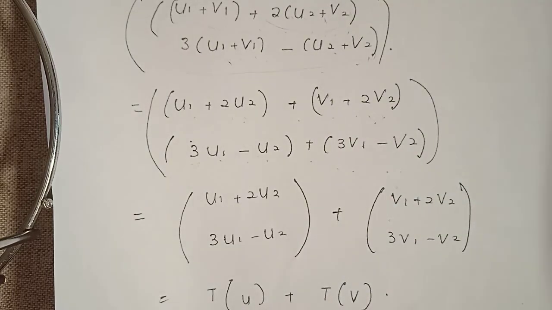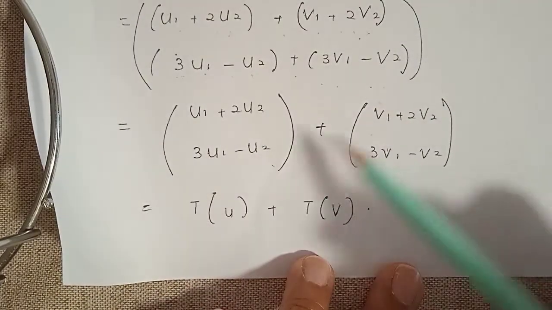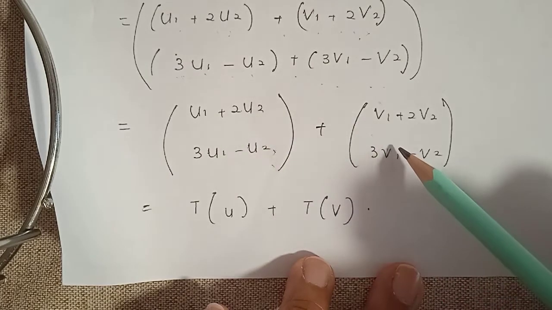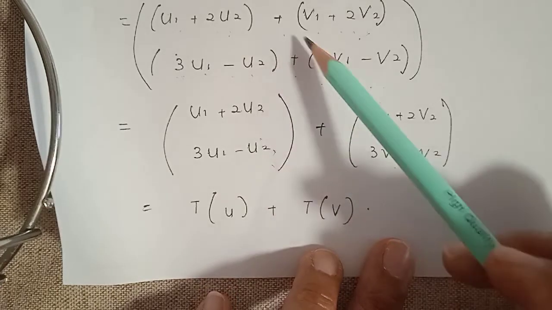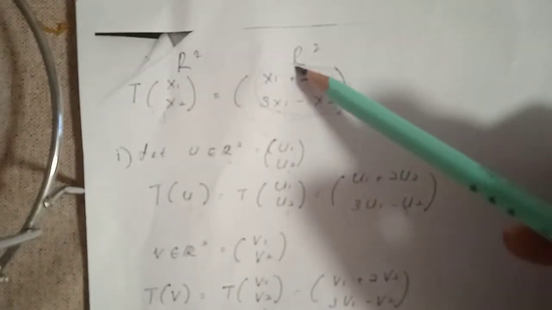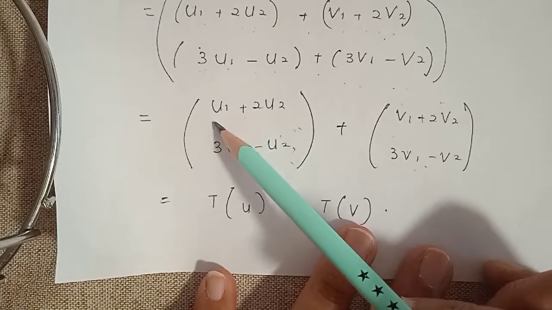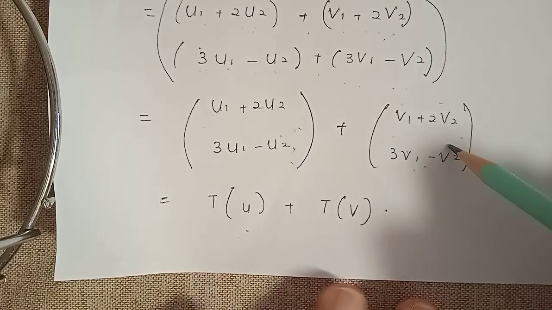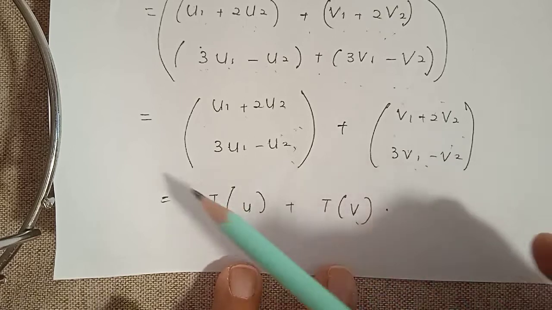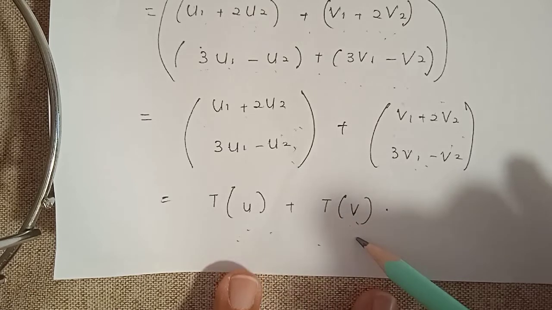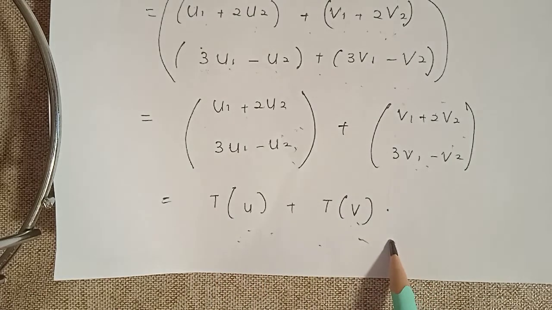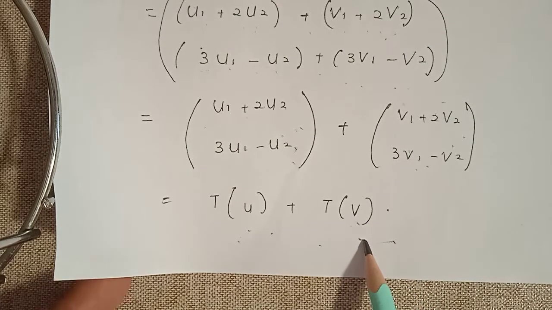Now try to form into two parts, for U1, U2 and V1, V2. So we form into two parts, which from the earlier expression we can get back to the left side. This is the expression of T of U and this is the expression of T of V. So we can show that T of U plus V is equal to T of U plus T of V. This is the first criterion, and it is met.